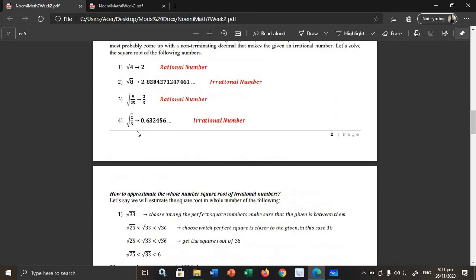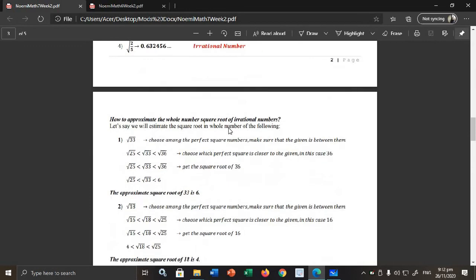And then the last one, paano naman to? Square root of 2 over 5. So ito, you can just calculate it using your calculators. So it will give you this value. 0.632456. It is non-terminating and non-repeating decimal. Therefore, square root of 2 over 5 is an example of an irrational number.